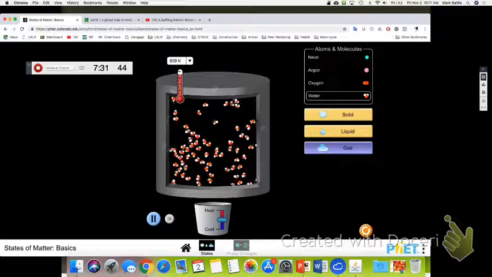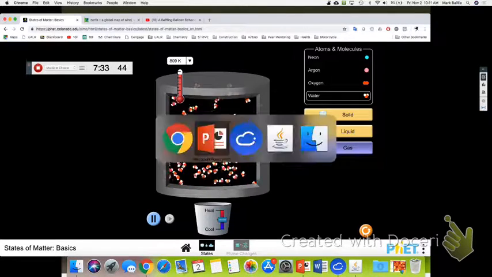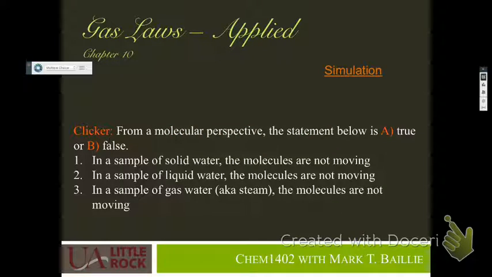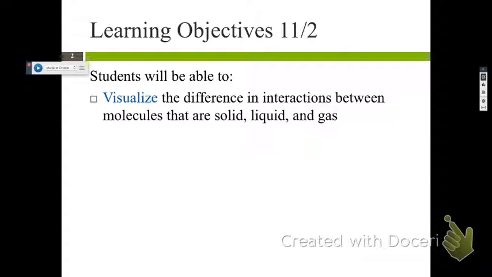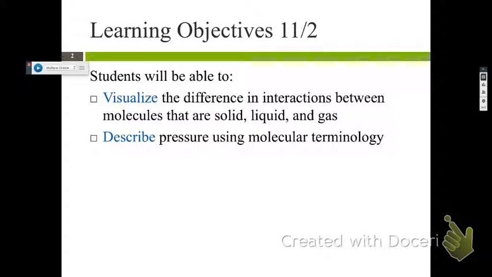All right, so now that we have this molecular picture of gases, we're going to go ahead and do a whole bunch of other stuff in class related to that. One of my main take-homes for gas laws is for you to visualize the difference in interaction between solids, liquids, and gases, and then to use that to think about the molecular perspective of gases, and specifically pressure. And we're all going to do that using this molecular terminology.